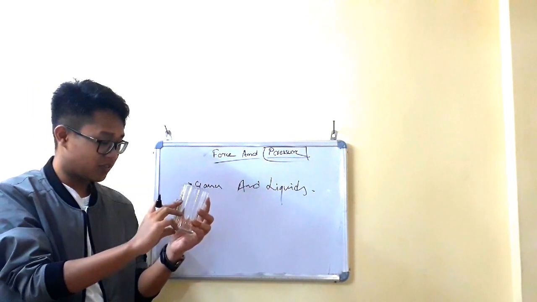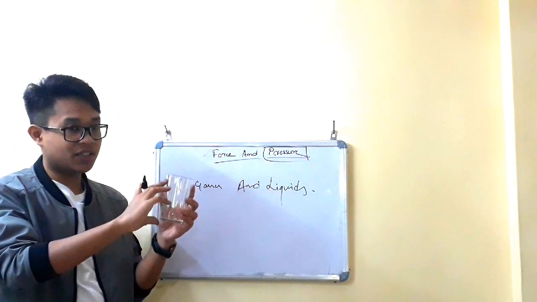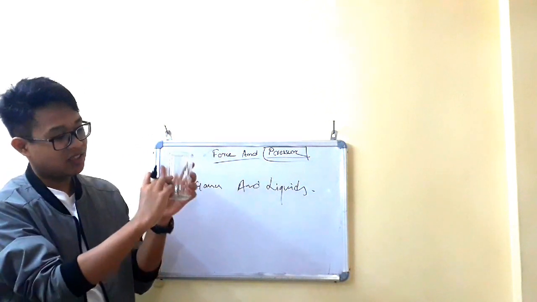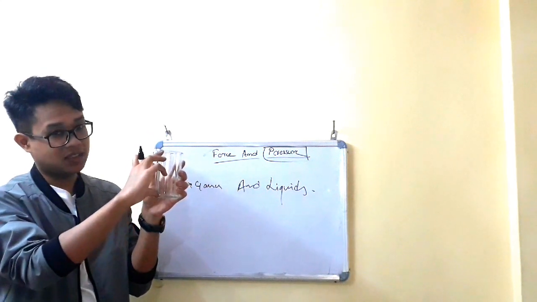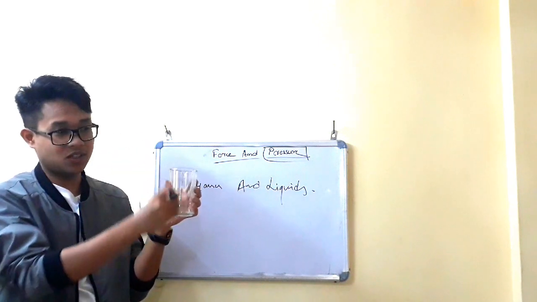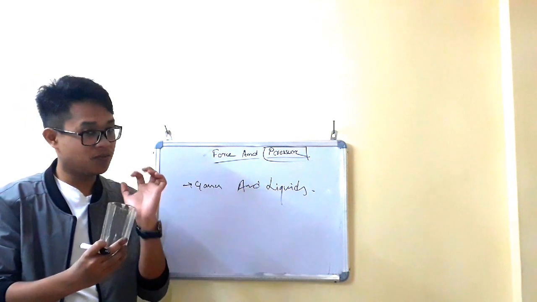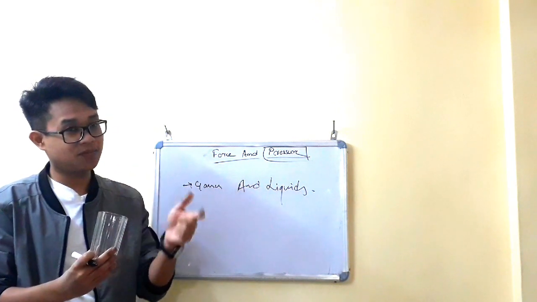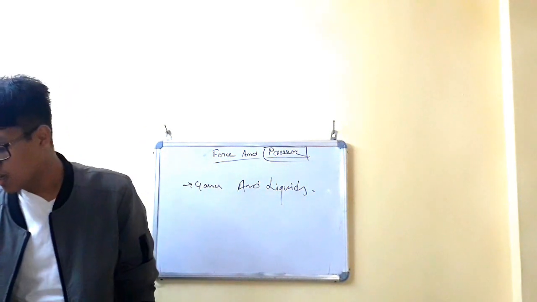And this pressure increases with height. If the water is till this much, then the pressure will be less. If the water is this much, then pressure will be more. So the more the height of the liquid in the container, the more is the pressure. It's the same in case of gas. Gas also exerts pressure over the wall of the container in the same way as liquids.